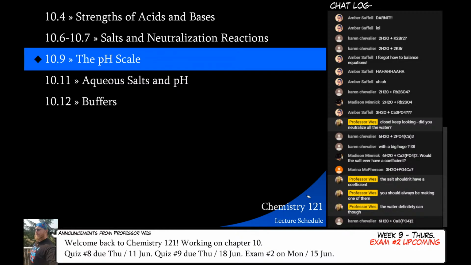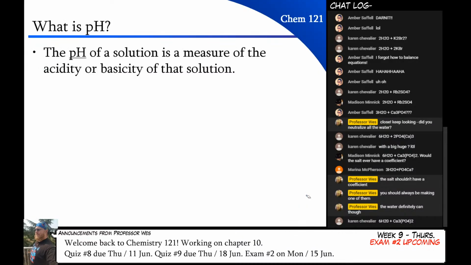But let's talk a little bit about what pH means and how acids and bases relate to these numbers that are shown here. So the pH of a solution is a measure of how acidic or basic that solution is. And because it is a scale, that means we're going to have to calculate it. You're going to need your calculator one last time in Chem 121.